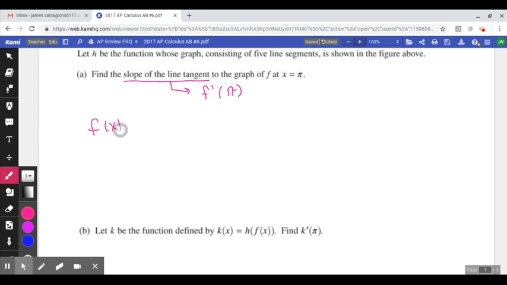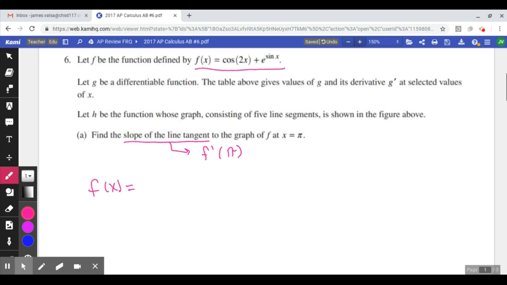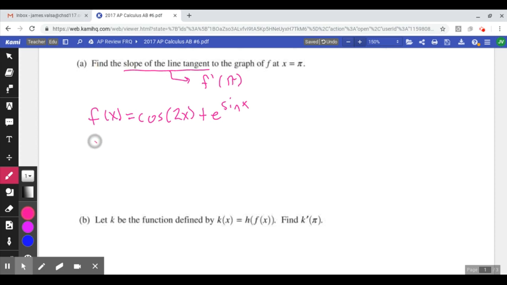So let me just write down f of x here as a reminder. We'll scroll up just a bit. So we've got the cosine of 2x plus e to the sine of x power. And what we want to do here first is figure out what f prime of x is. Here we see a 2x on the inside of the cosine, so we need to use the chain rule here. The derivative of the cosine is negative sine. We keep the inner function, then multiply by the derivative of the inner function, which is 2. Normally you'll see that written out here. It wouldn't be wrong, though, if you multiplied by 2 on the right-hand side.